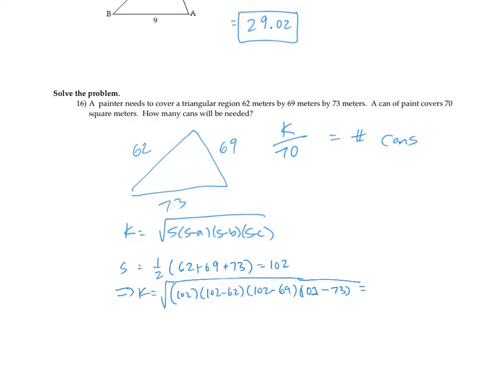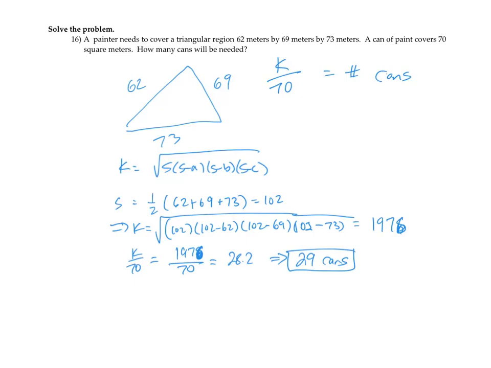Oops, I've got to start over. 102. Plugging it all in, 1975. Actually 1976 when I round. So if I take K over 70, that's the area divided by 70 square meters per can. That will give me cans. 1976. I can't write, sorry. Divided by 70. And I get 28.2, which means I need 29 cans to cover the area of that triangle. And with that, we are done. Oops, sorry, let me go back.